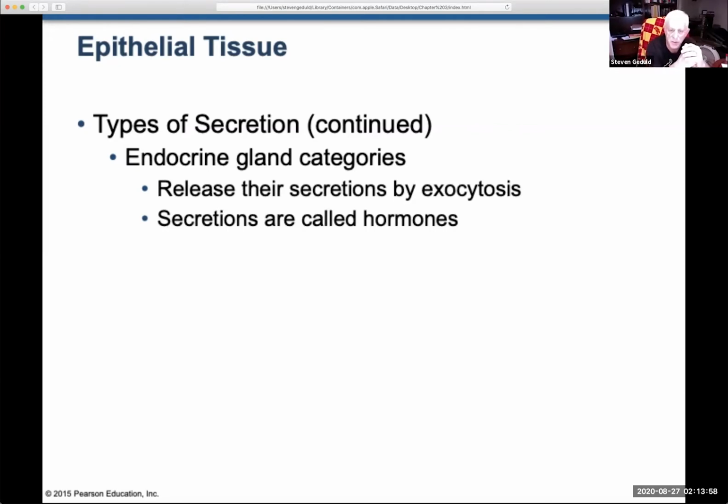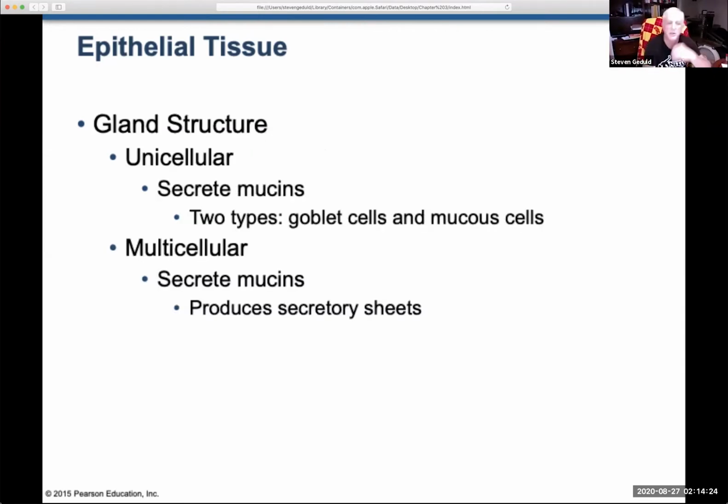Endocrine glands release their secretions by exocytosis. Remember, exocytosis is an active transport requiring ATP. Remember, the secretory vesicles break off from the Golgi apparatus. They travel along the microtubules to the plasmalemma. They fuse with the plasmalemma, and then they open up, okay, and they release their product into the bloodstream or into the lymph. Okay? Those are called hormones released into the body. So those are your endocrine glands. That's the difference between exocrine and endocrine glands.